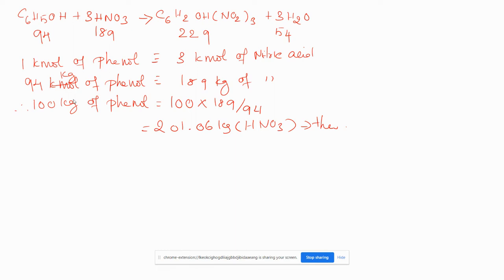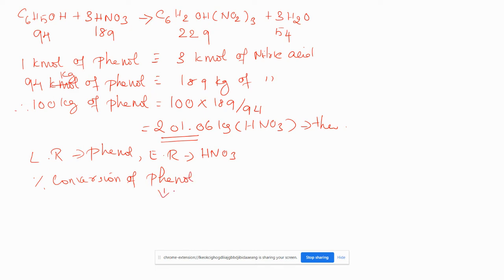used, but the actual requirement is only 201.06 kgs. So, from this, we can come to a conclusion that the limiting reactant is phenol and the excess reactant is what? Nitric acid. So now we have found which is the limiting reactant and which is the excess reactant. Now the next is we have to find the percentage conversion. As I told, we have to find the percentage conversion of what? Limiting reactant. So here the limiting reactant is phenol.